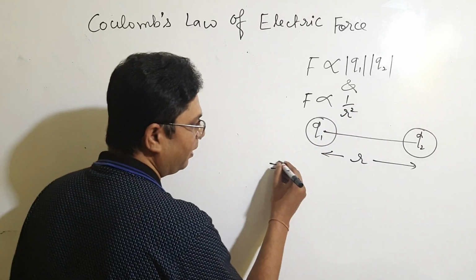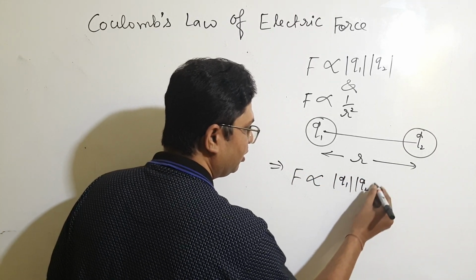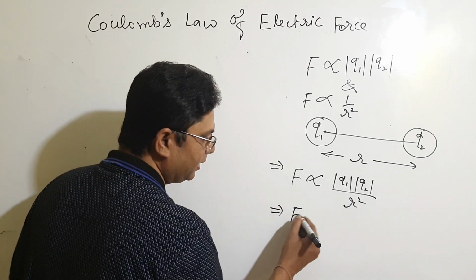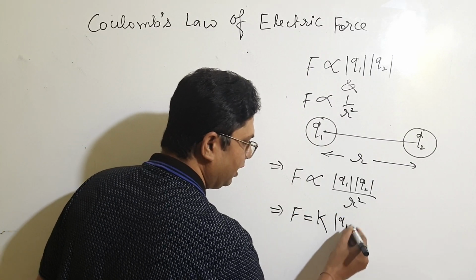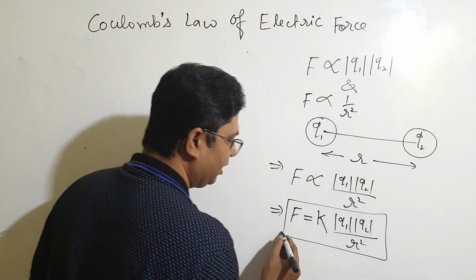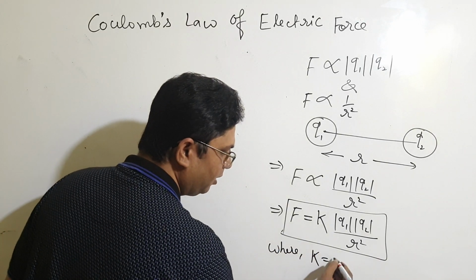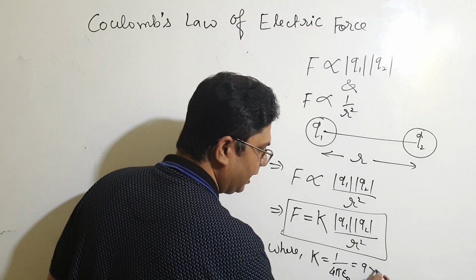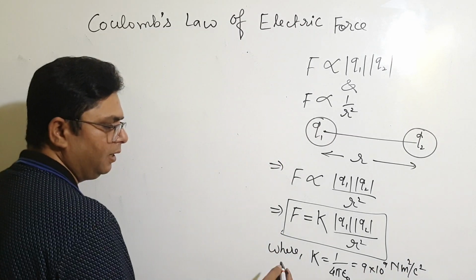This means that, combining, you have F is proportional to Q1 Q2 upon R square. When you remove this proportionality, you have to give a proportionality constant, which is K, so F equals K Q1 Q2 upon R square, where K is the proportionality constant and the value of K is 1 by 4 pi epsilon naught, which is equal to 9 into 10 to the power 9 Newton meter square per Coulomb square.